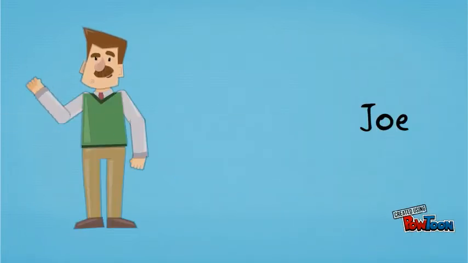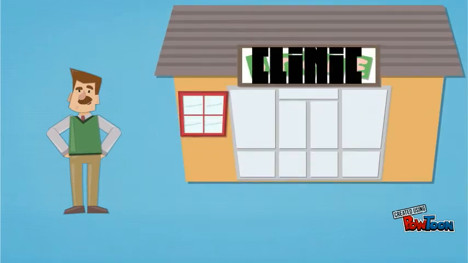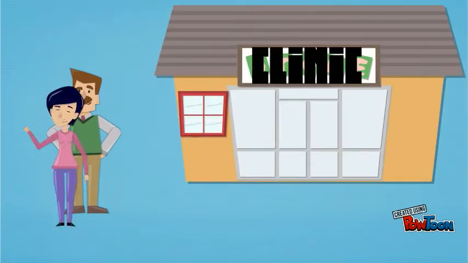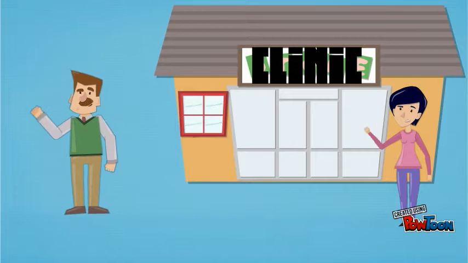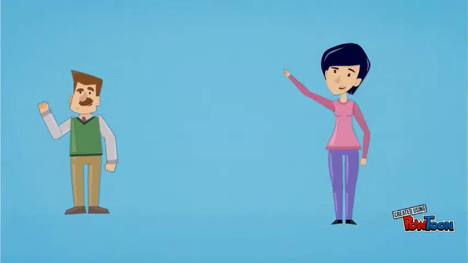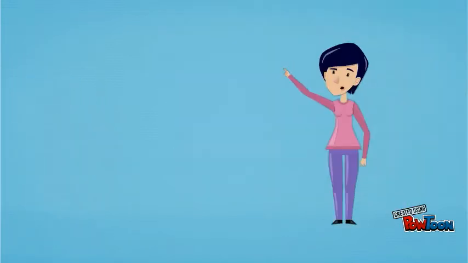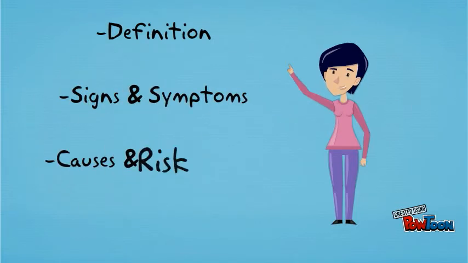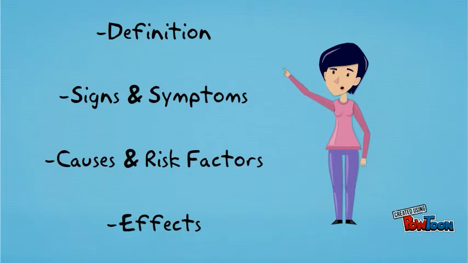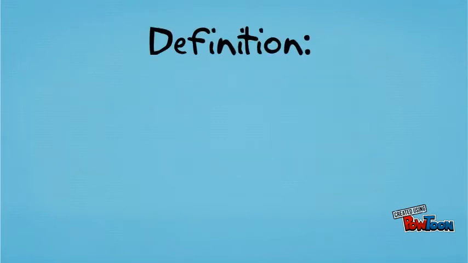This is Joe. Joe has come to the clinic to talk to a registered nurse about his recent diagnosis of diabetes insipidus. The nurse will debrief him on how the disease is defined, the signs and symptoms, causes and risk factors, and overall effect of diabetes insipidus on normal physiology.